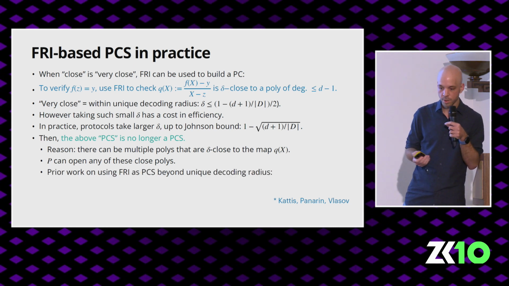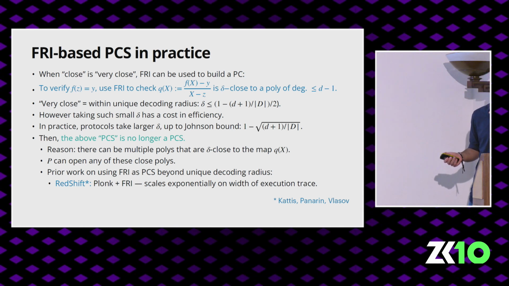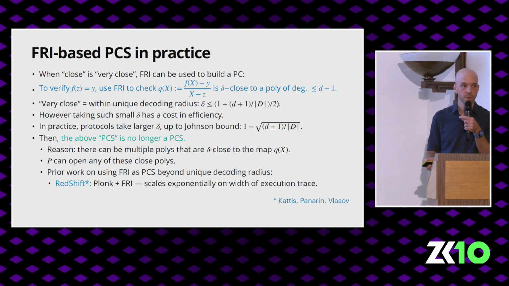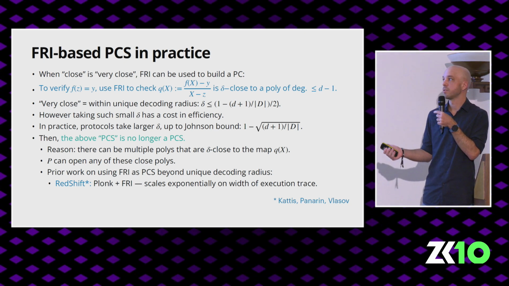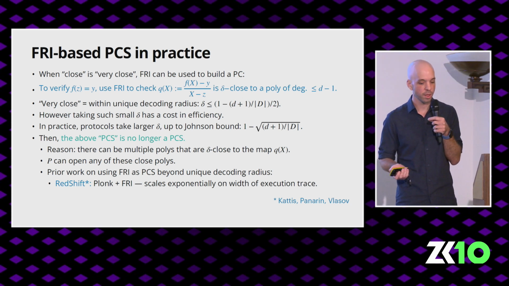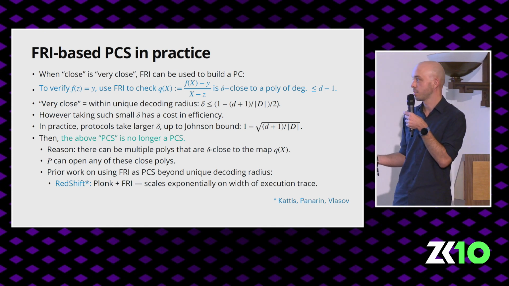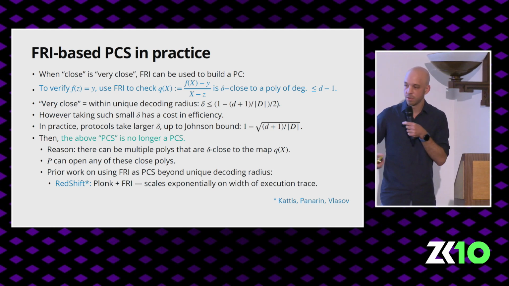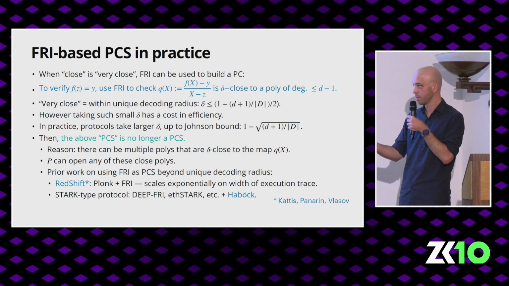this is a problem. This was studied, for example, in the Redshift work in the context of using FRI on Plonk. However, if you take the Redshift approach, you get an issue, which is that the soundness error scales exponentially with the width of the trace. For example, Plonky2, I think, uses traces of width more than 100. So you cannot just use Redshift to prove that Plonky2 is secure, because the result you get is a soundness error of 2 to the 100, which is not what you want.